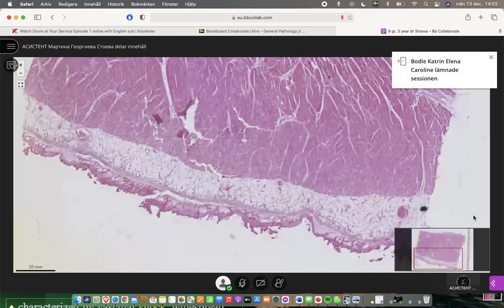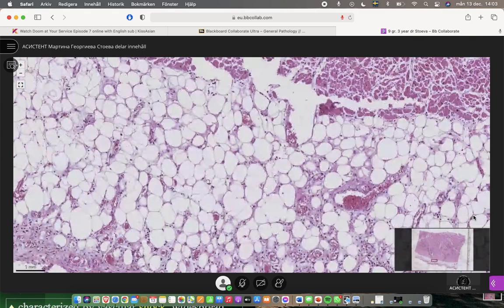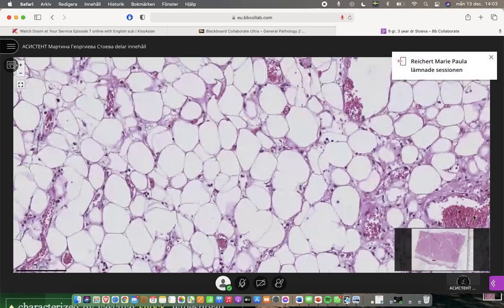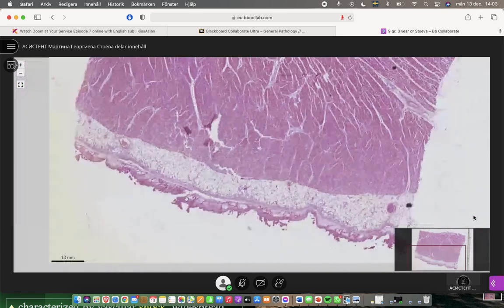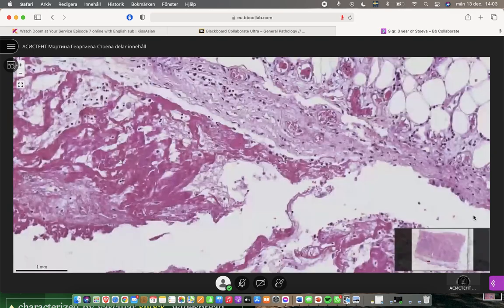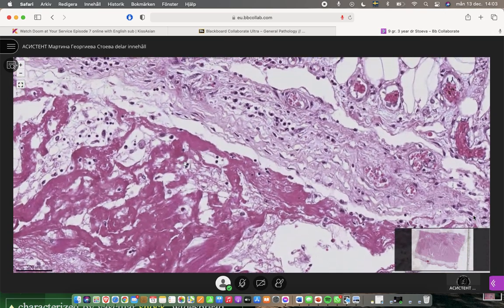Then the myocardium is covered by epicardium. This is the next layer. Epicardium usually is composed mainly of fat tissue that is separated by small amount of connective tissue. And finally, the outermost layer of the heart is pericardium. But here the pericardium is diffusely inflamed because of deposition of fibrin strands, this meshwork of pinkish strands, intermixed with inflammatory cells.